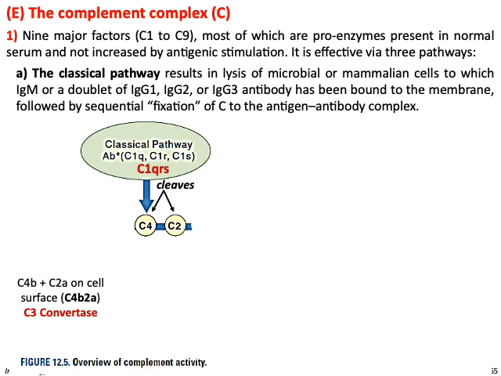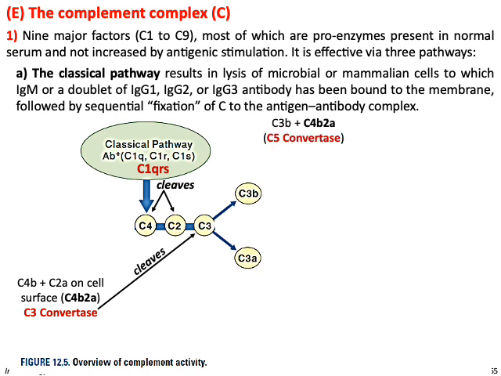This C3 convertase will cleave C3 into C3b and C3a. Soon after that, the C3b binds with the same C4b2a to form the C5 convertase. This C5 convertase will cleave C5 into C5b and C5a.